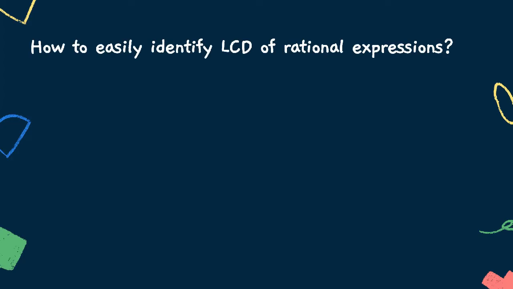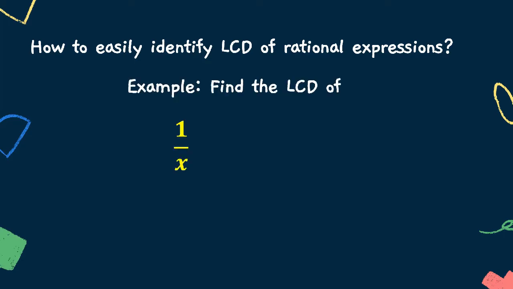In solving rational equations, it is very important that you can identify the least common denominator of rational expressions. So how do we easily identify the least common denominator of rational expressions? For example, find the LCD of 1 divided by x and 1 divided by y. Take note that we have the denominators x and y. How do we identify the least common denominator of x and y?